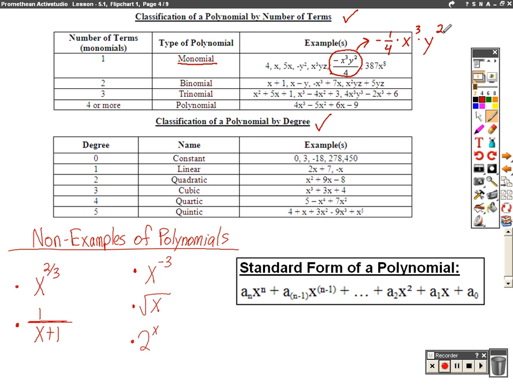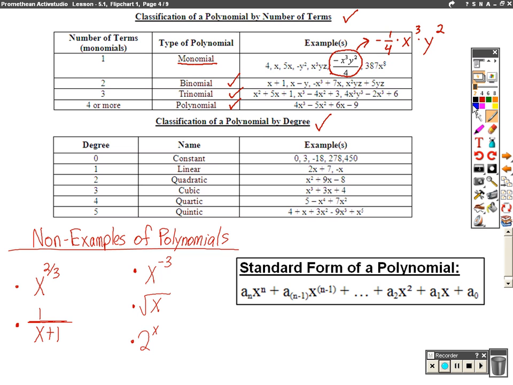No addition or subtraction. When you get into addition or subtraction, such as a binomial, like x plus 1, you have two terms. X minus y, two terms, the x and the negative y. Negative x cubed plus 7x, two terms, the negative x cubed and the plus 7x. A trinomial has three terms, and if there's four or more terms, we just call it a polynomial. Even though a monomial, binomial, and trinomial are all polynomials, we can further classify those and give them special names, and we will be talking about that a lot this year.